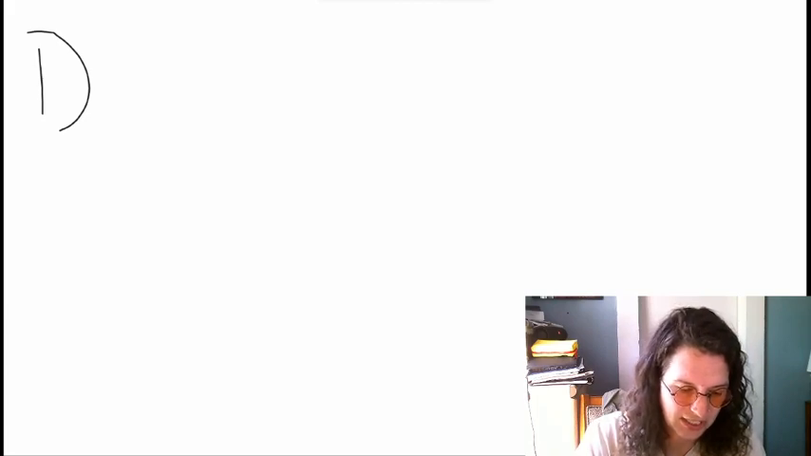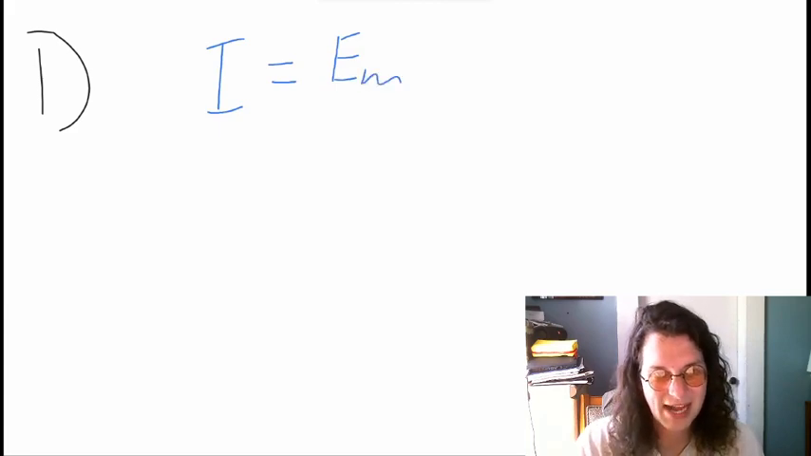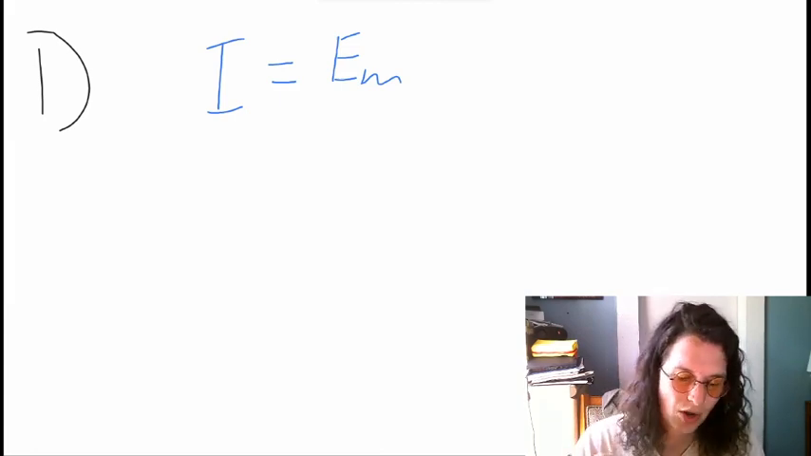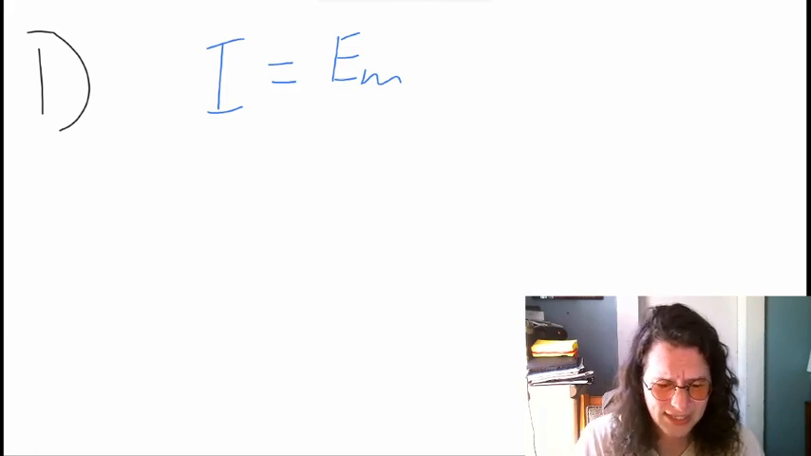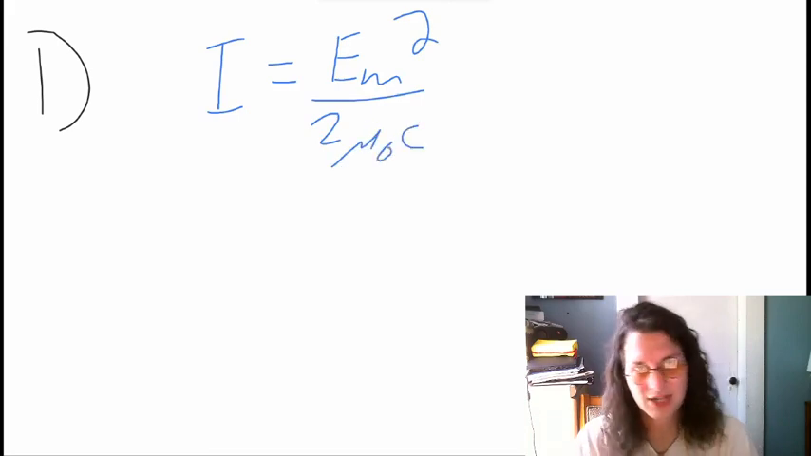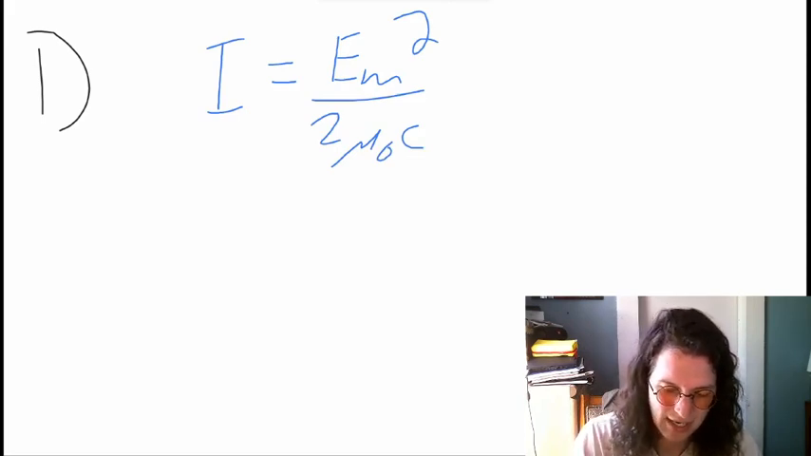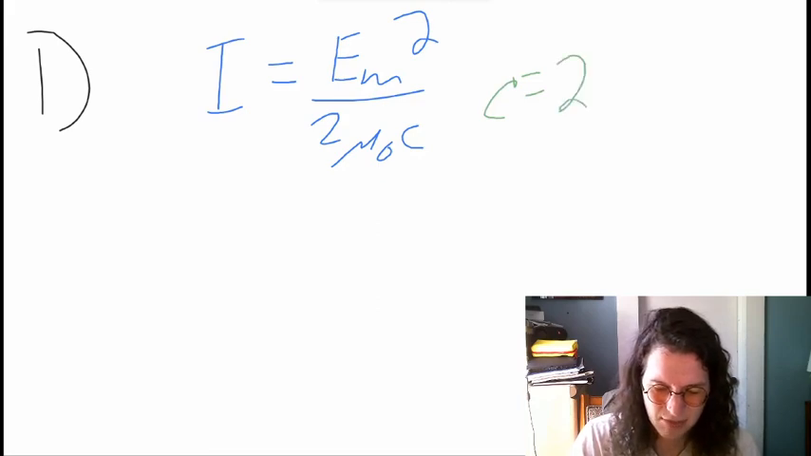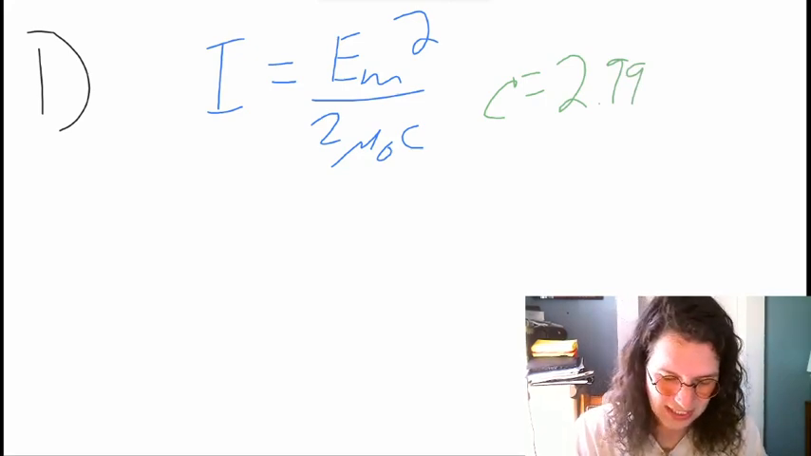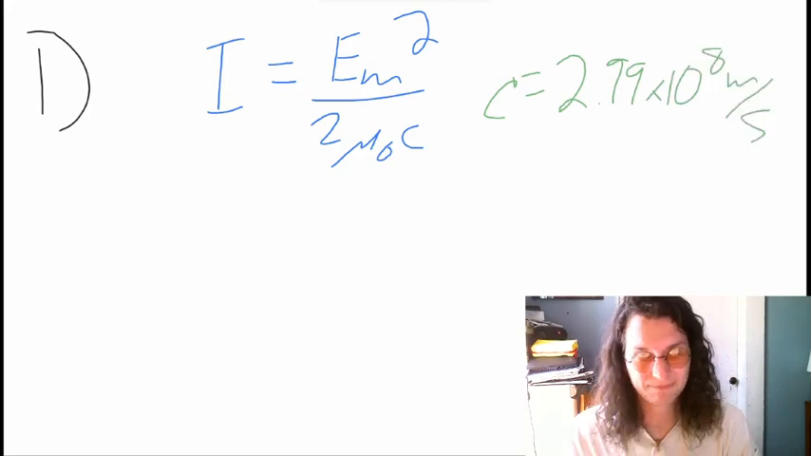The equation you need to use here is that the intensity is equal to the maximum electric field value, the amplitude of the electric component of the wave, squared, over 2 mu naught times c. Mu naught is the same mu naught we had for magnetism, 4 pi times 10 to the negative 7. c is a new constant for the speed of light, and you can use 3 times 10 to the 8th, I think, to get closest to the answer the software is expecting. You might want to use 2.99 times 10 to the 8th, and of course the units, since it is a speed, are meters per second.